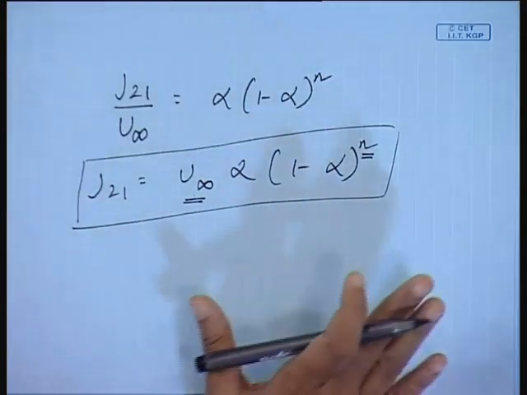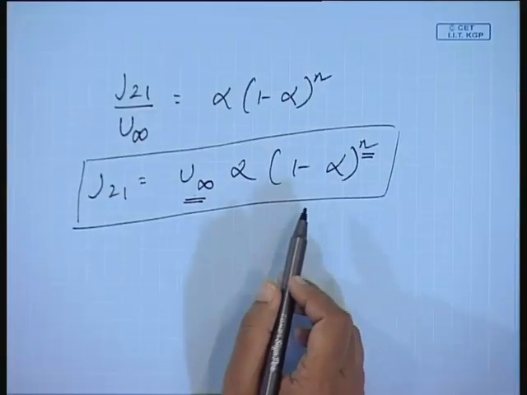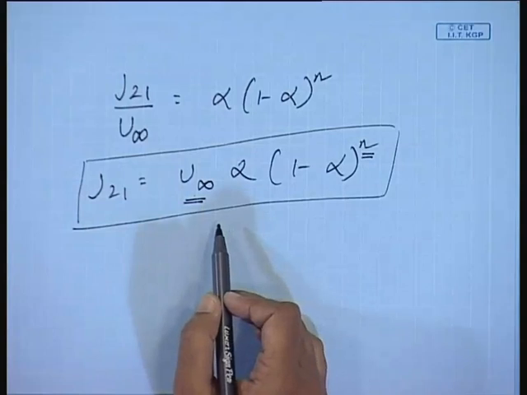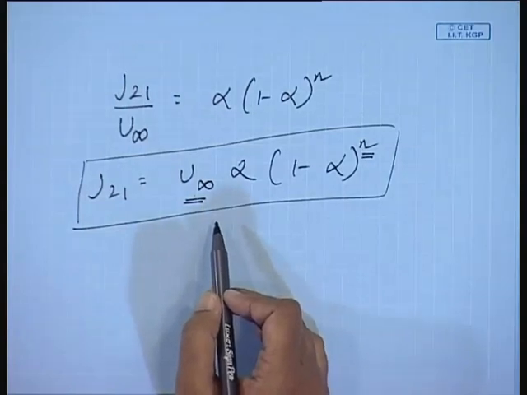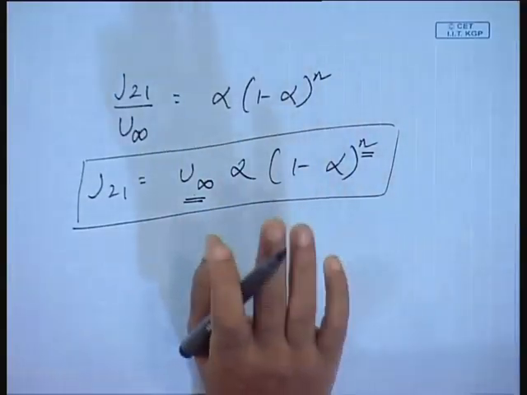Therefore, for all flow conditions, we find J21 is a function of alpha. The functional form can be represented by a generalized equation in this form. This is a general equation for all types of flow patterns which can be predicted by the drift flux model. But for different flow patterns, the values of u infinity and n are different. It is simply a constant which varies with flow patterns.